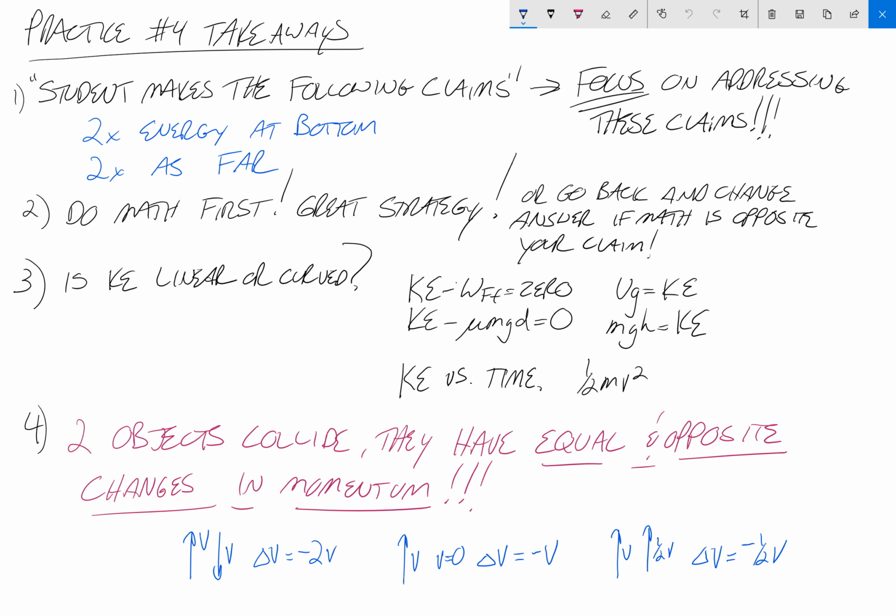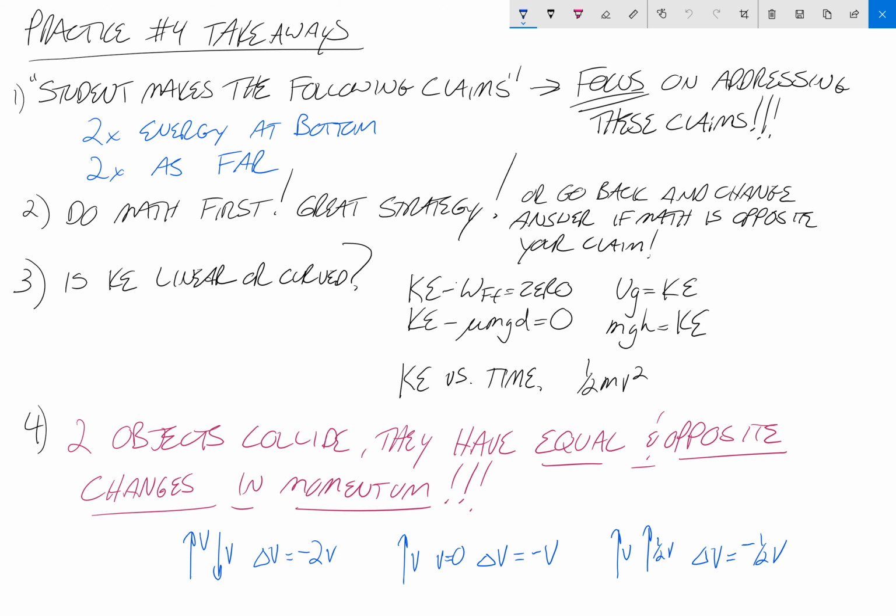Another great strategy that a lot of you used is that you did math first, and that's great. In terms of claim, evidence, reasoning, you make a claim, your evidence is often your math, and then your reasoning is your ability to discuss how the math agrees with your claim. So keep doing that. That was lovely.